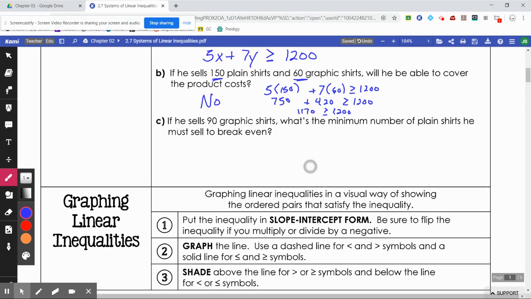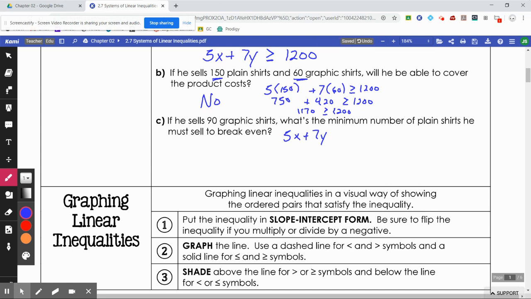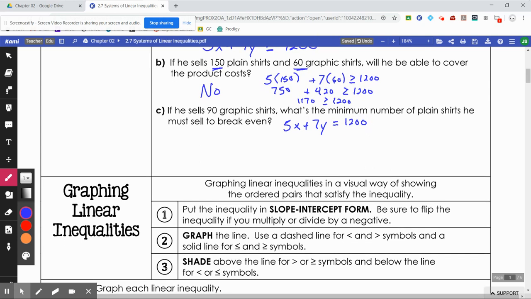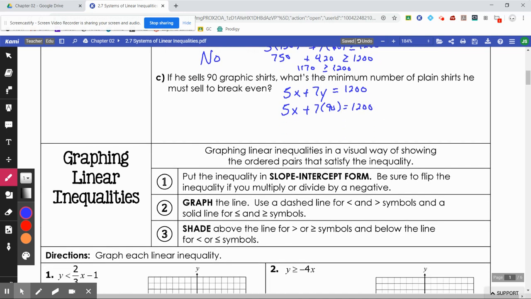If he sells 90 graphics, what's the minimum number of plain t-shirts he must sell to break even? Okay, let's go back. 5x plus 7y, greater than or equal to. Now he wants to break even, so breaking even means it would equal 1,200. So we could actually change that greater than or equal to into equals. If he sells 90 graphics, those are the y's, then how many x's would he have to sell in order to make $1,200? So therefore, 5x, this goes back to old stuff, plus 7 times 90, which is 630, equals 1,200.